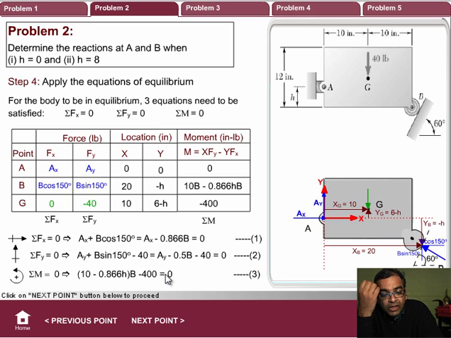Now, let's see if we have enough equations for unknowns. Let's see how many equations do we have. We have 3 equations. How many unknowns are there? Ax is one unknown, Ay is the other unknown, and B is the other unknown. So I got 3 equations, 3 unknowns. Hey, I'm home free. I don't have to add anything or subtract anything. So I've done my count. I know that there are enough equations for unknowns. So let's start solving.